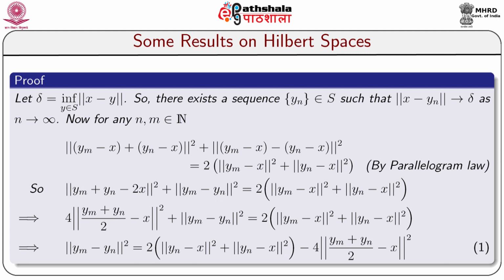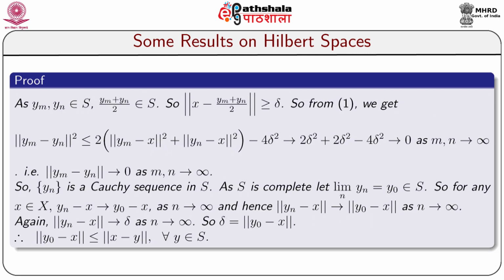So, norm of ym plus yn minus 2x whole square plus norm of ym minus yn whole square equal to 2 times norm of ym minus x whole square plus norm of yn minus x whole square, which implies that 4 into norm of yn plus ym by 2 minus x whole square plus norm of ym minus yn square equal to 2 into norm of ym minus x whole square plus norm of yn minus x square, which implies that norm of ym minus yn square equal to 2 times norm of yn minus x square plus norm of ym minus x whole square minus 4 into norm of ym plus yn by 2 minus x square. This is known as equation number 1.